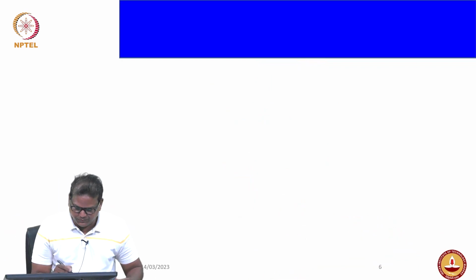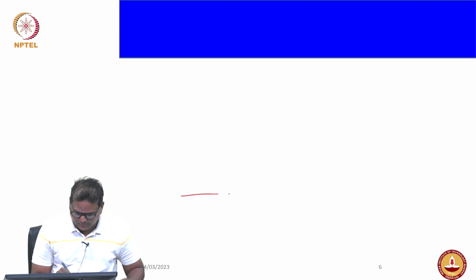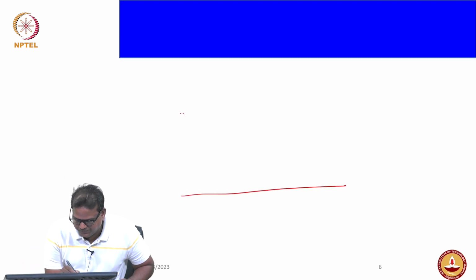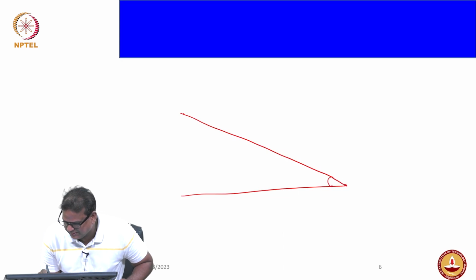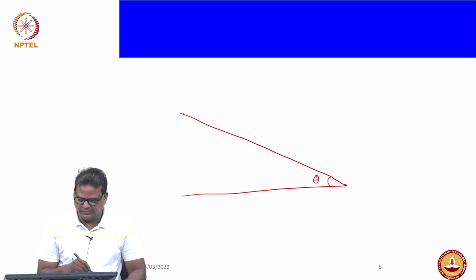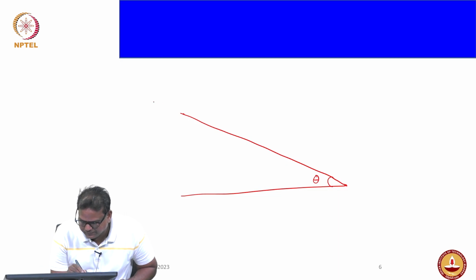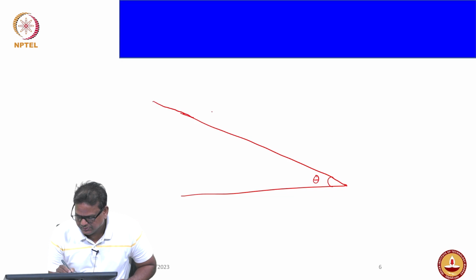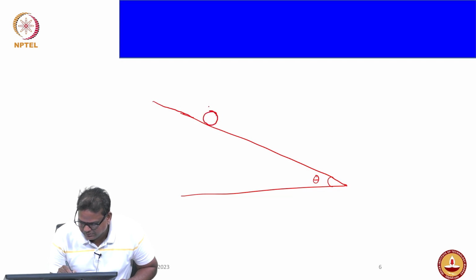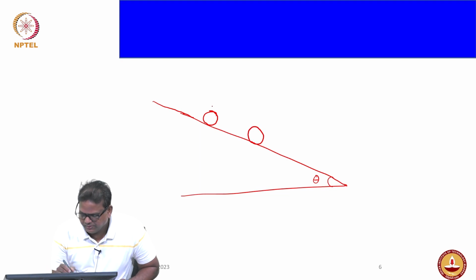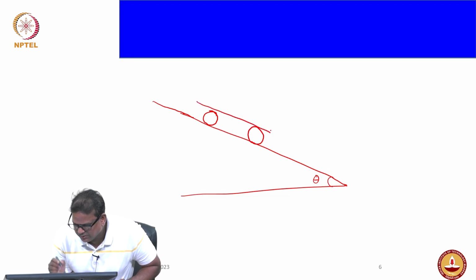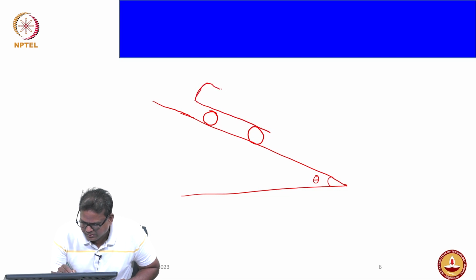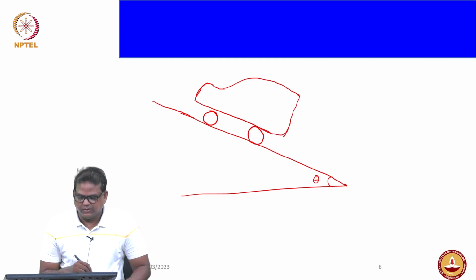So what I am going to do, I will take again the slope in realistic condition. This is the slope, the vehicle is moving in the upward direction, assuming this is the theta for the gradient aspect. This is one wheel, this is another wheel. The vehicle is moving like this.